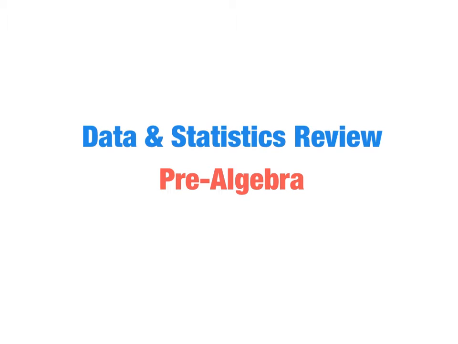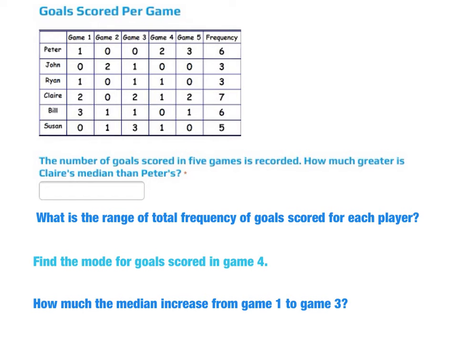Your last and final review over data and statistics. The essential understanding in this unit is that you can read all sorts of information presented in different ways, like bar graphs, frequency tables, stem and leaf diagrams, lists, and be able to read that data, and especially the measures of central tendency, including mean, median, mode, and range.